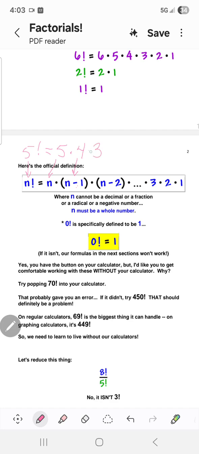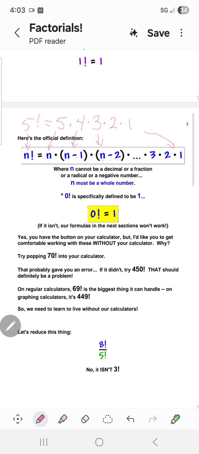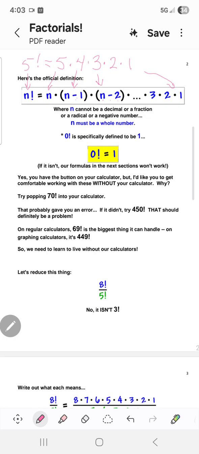5 minus 1 is 4. And then I was supposed to say 3. Well, that's 5 minus 2. And then 2, and then 1, right? So it's all the way down until 1. So in notation, this is how a factorial works. N cannot be a decimal, and it cannot be a fraction, a radical, or a negative number. Basically, it's got to be a whole number, okay? We define, like I said, 0 factorial to be 1, because if not, our formulas won't work.